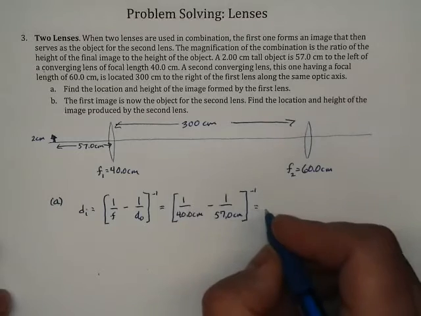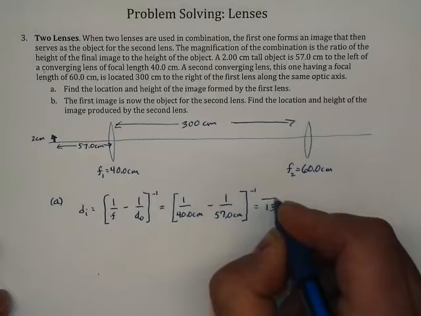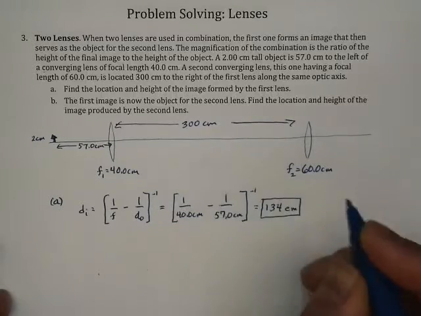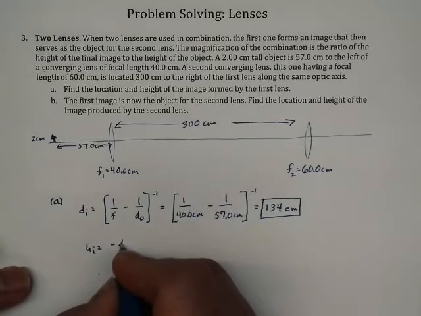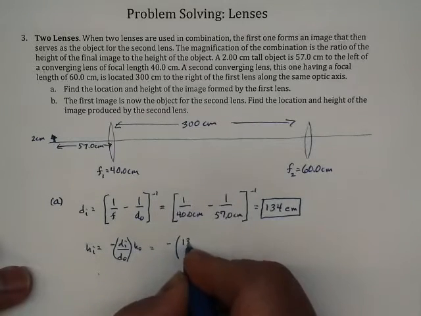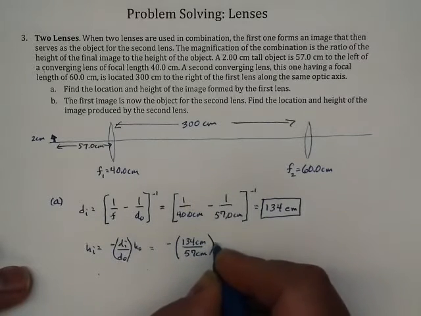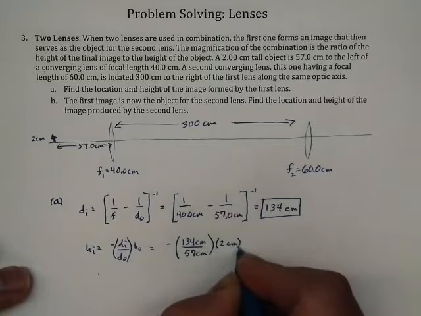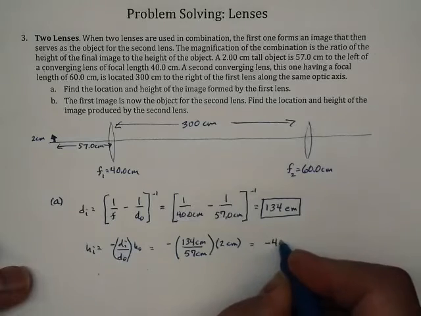Invert all of that, and if you calculate that, it's about 134 centimeters. The image height is going to be the negative of the ratio of the image distance to the object distance times the object height. So that's negative 134 centimeters over 57 centimeters times that 2 centimeter height. Punching that out gives me a minus 4.7 centimeter image height.